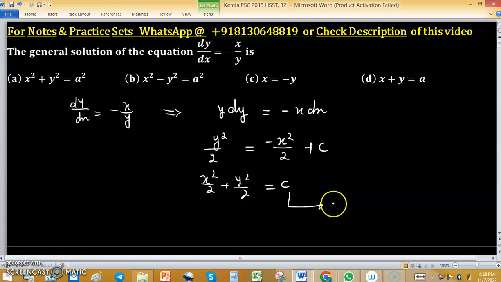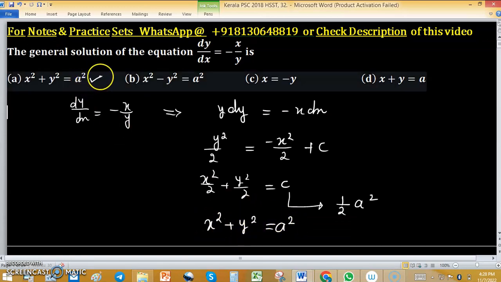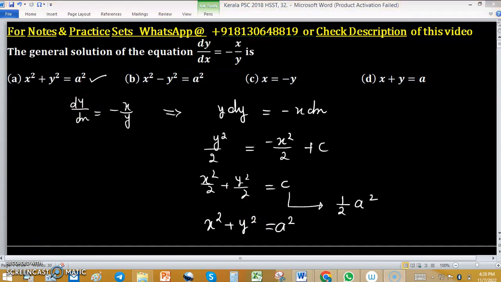Now replace c with 1/2 a². We have x² + y² = a². Option 1 is the correct answer.